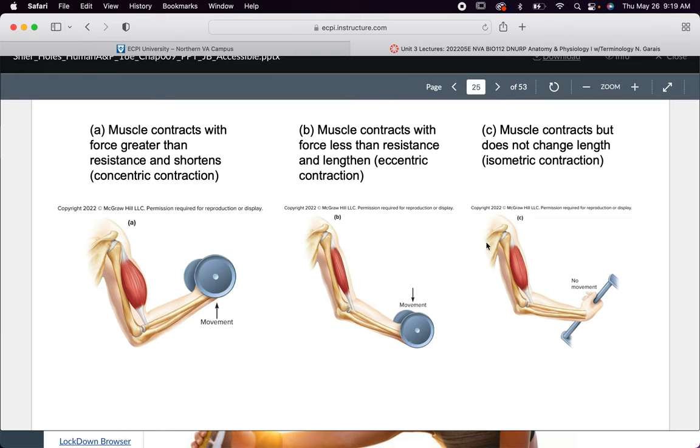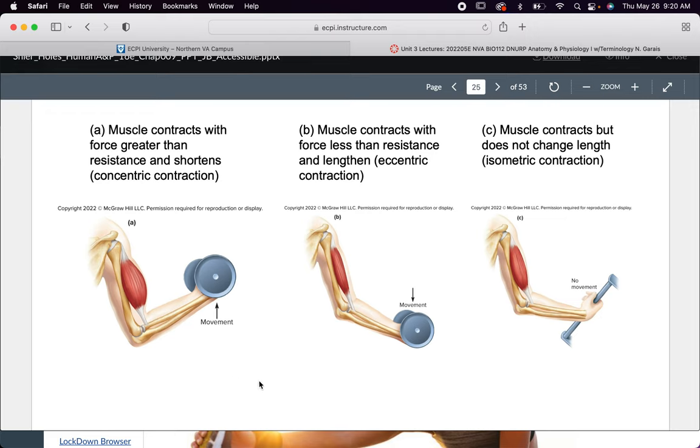So that's eccentric. And last but not least, isometric. That's when you just flex and you're going nowhere, but the muscle stays the same length, hence the term iso. Iso means the same. So how can I ask this question?